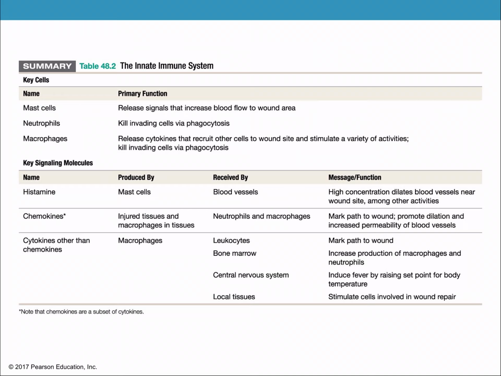Chemokines are a type of cytokine, and they are specifically involved in promoting dilation, increasing the permeability of blood vessels. Okay. And then cytokines we talked about. These are, again, I think of them as like breadcrumbs, marking the path to a wound, increasing the production of all of the other immune cells. Inducing a fever, okay, which raises the set point of your body temperature so that things run on hot and run a little bit quicker and kill this thing, and stimulate cells involved in wound repair. So you can see how increasing the amount of cytokines would actually lead to a lot of the symptoms we see of COVID-19.